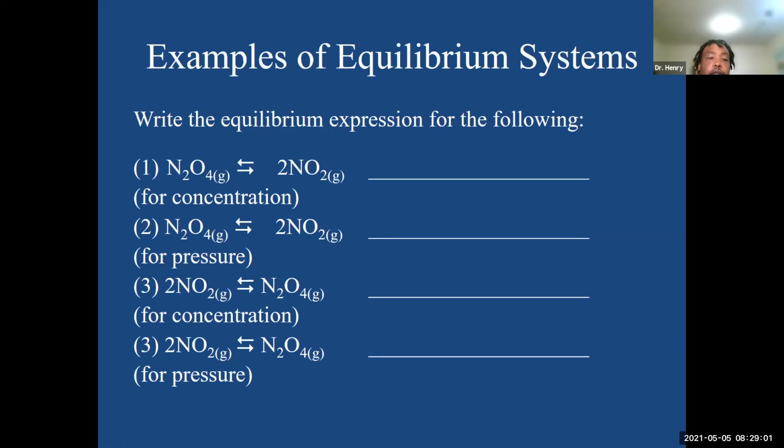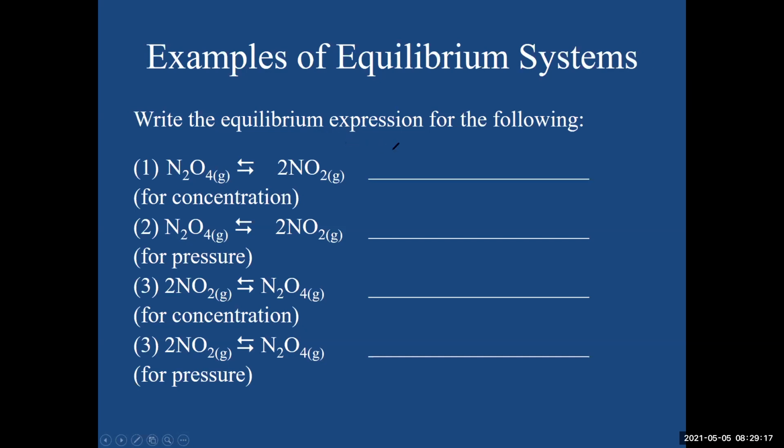Okay. So first off, write the equilibrium expression for the following. If we're doing it for concentration, what would be the equilibrium expression? Would we do the MA plus NB format? Yep. Okay. So would it be 2N or 2NO?